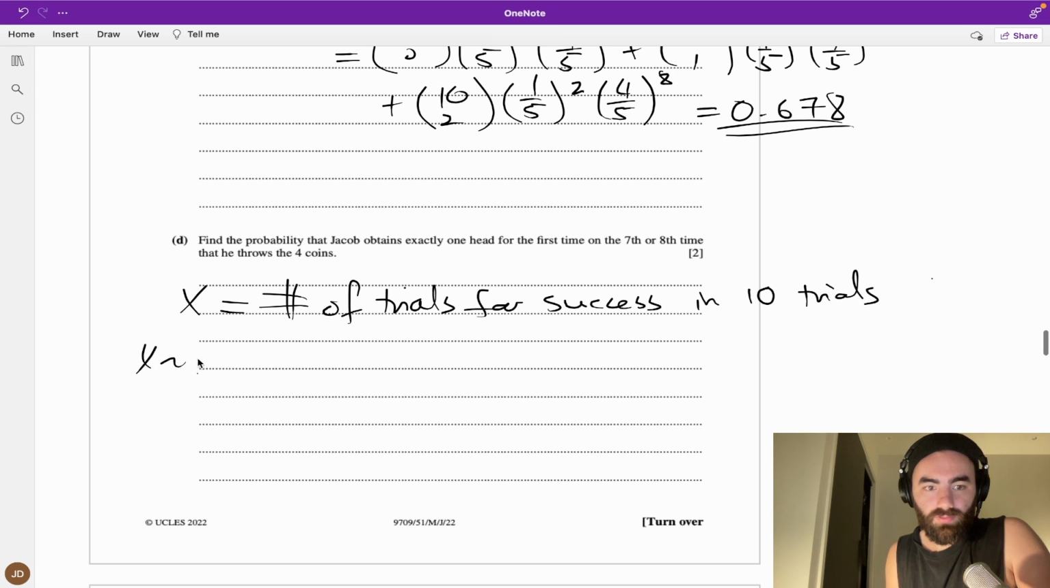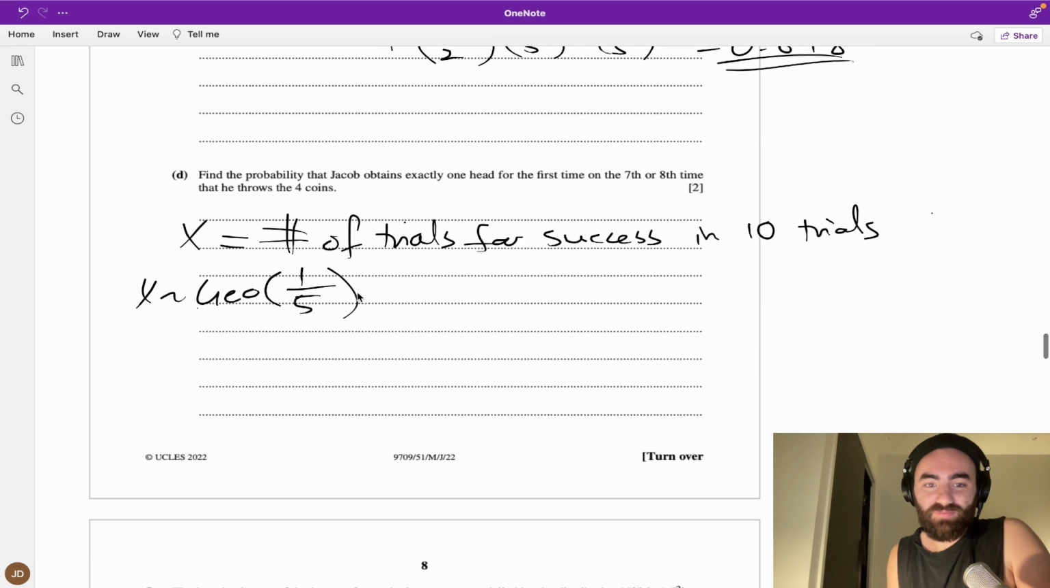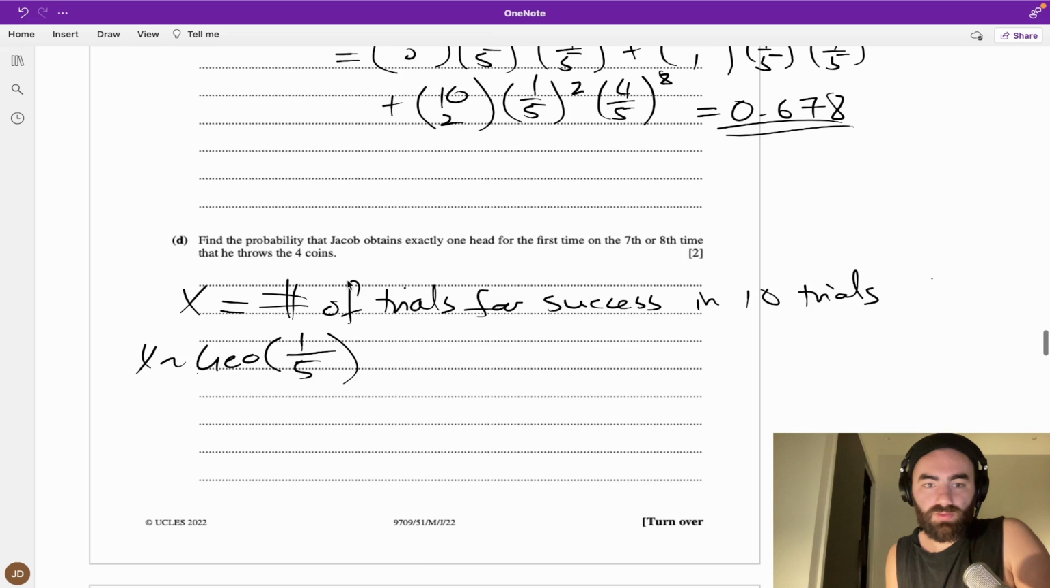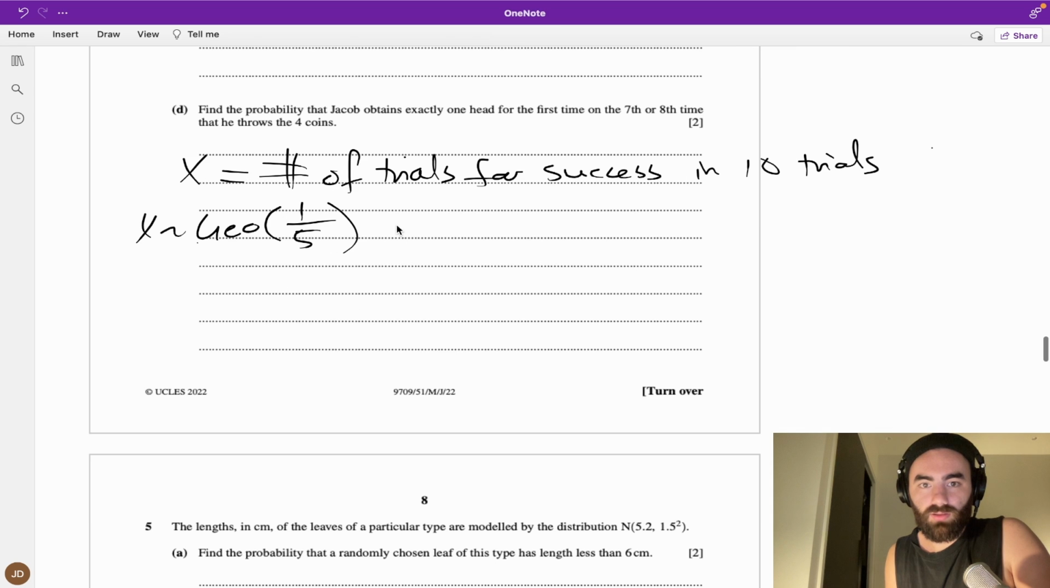Well, the geometric distribution will obtain 1 head, or the probability of success, is... oh wait, not in 10 trials. Find the probability that Jacob obtains exactly 1 head for the first time on the 7th... oh no, it is 10 trials. That he throws the 4 coins. Okay, so we want the probability of x equaling 7 or x equaling 8.